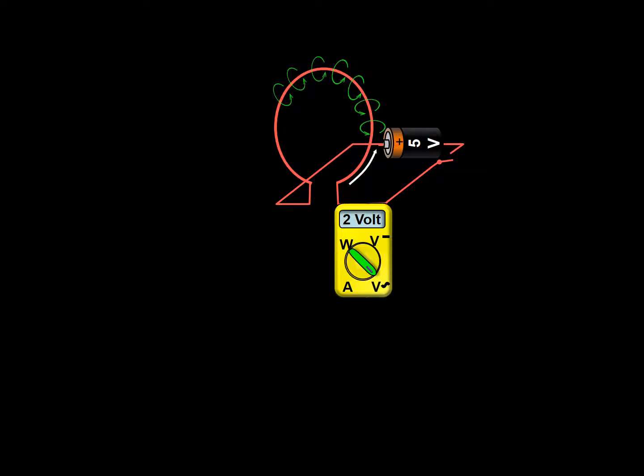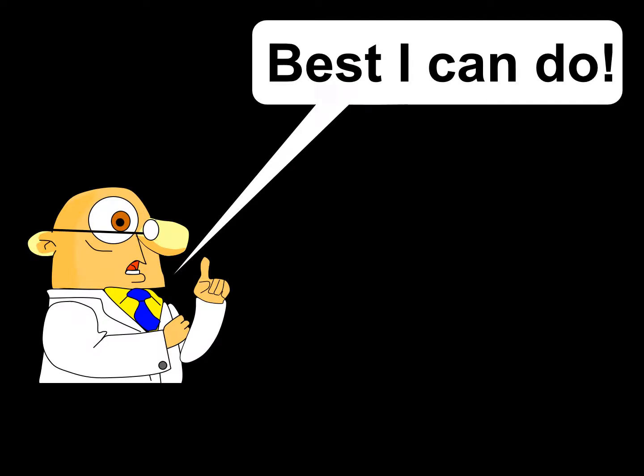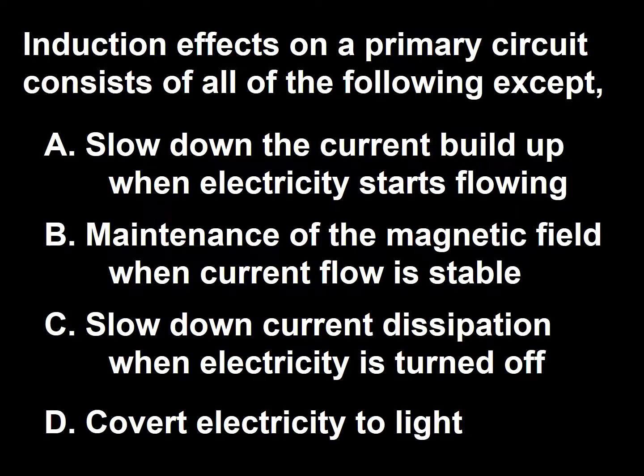But as the voltage continues to drop, the magnetic force begins to dissipate and then disappears. The voltmeter at this time will indicate 0 volts. I know this explanation has holes, but it is the best I can do. So the answer to this question is D.